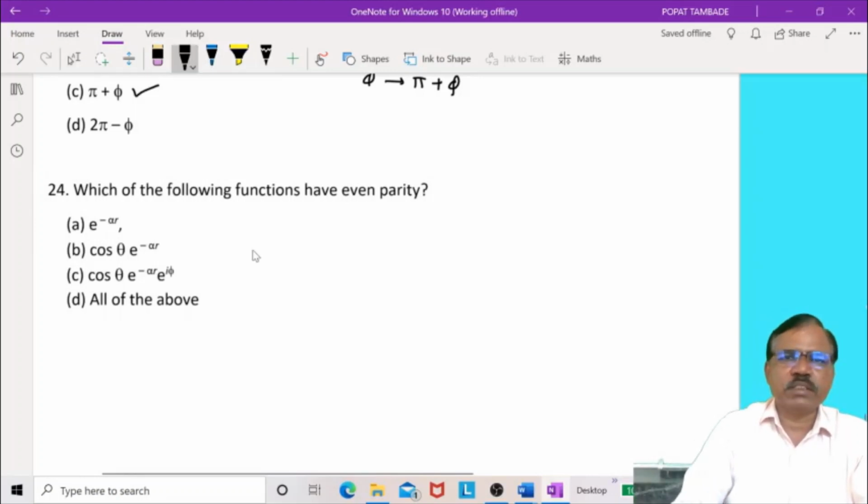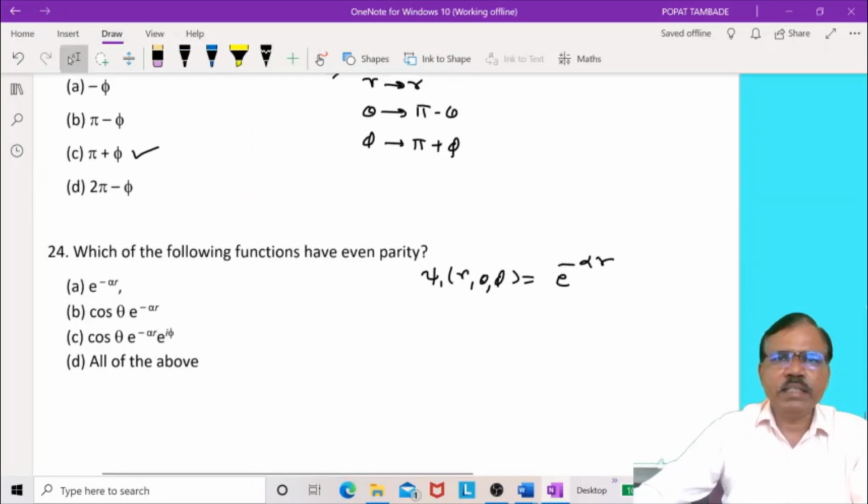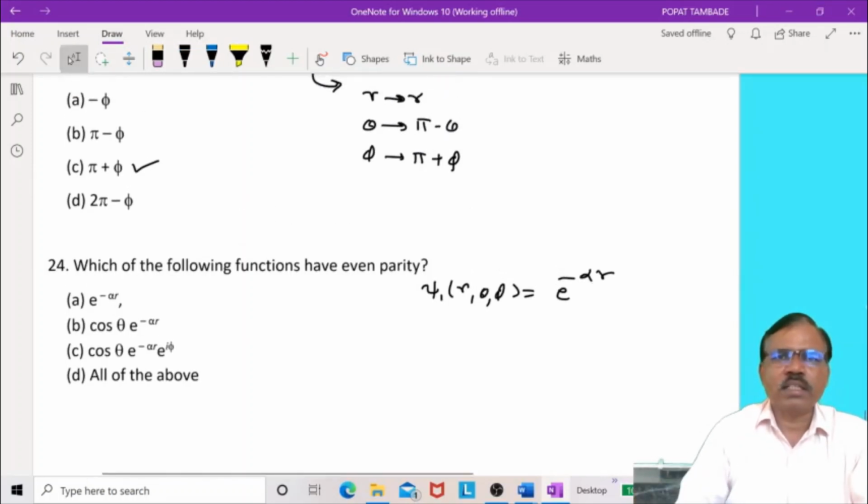If we take the first one, psi 1 r theta phi is equal to e raised to minus alpha r. Now here we take these three changes: r to r, theta to pi minus theta, phi to pi plus phi. You will observe that there is no change in sign. So this first function has even parity.